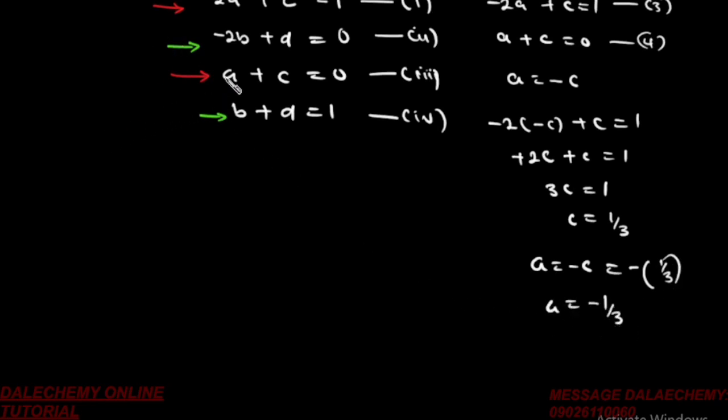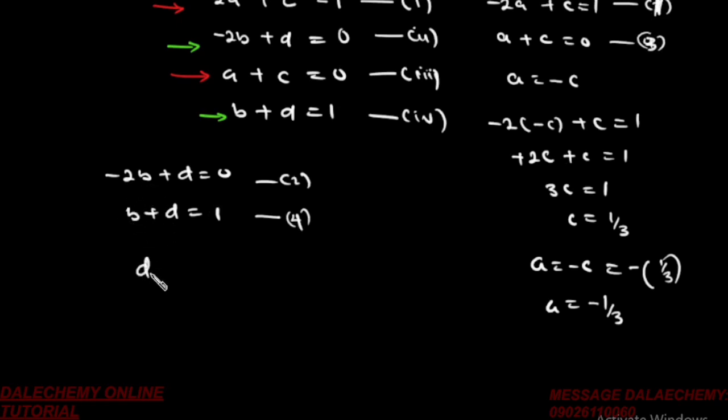Then we're going to solve equation 2 and 4 together. Minus 2B plus D equals 0, and B plus D equals 1. Sorry, I mislabelled earlier: the equation with A plus C is equation 3, and the other one I referred to is equation 1. That was a mistake. Alright, so we're going to solve them together.